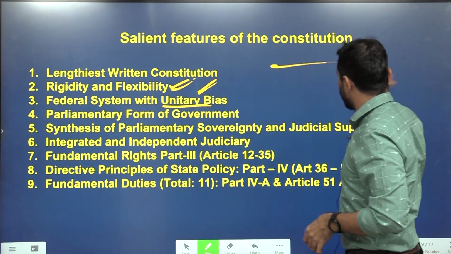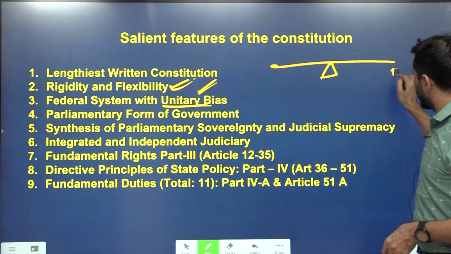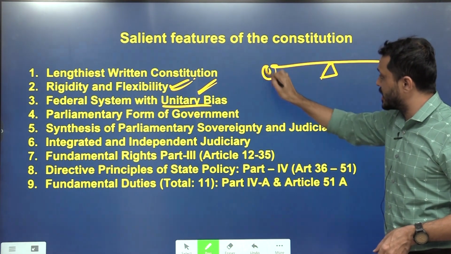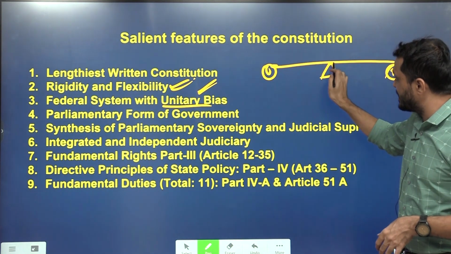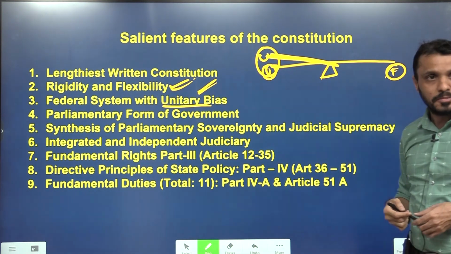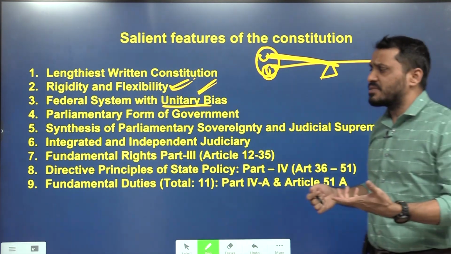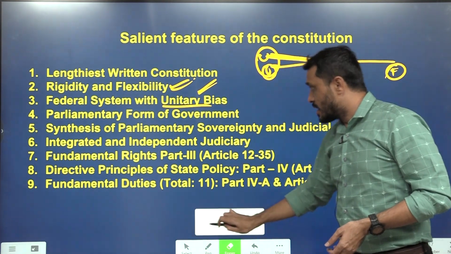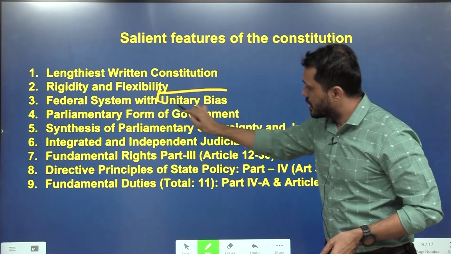For example, if you take a balance of this, one extreme is federalist, the other is unitary. It is not evenly balanced. More powers are given to the unitary side. What kind of such things we will discuss in the coming classes, but I'll give one example.